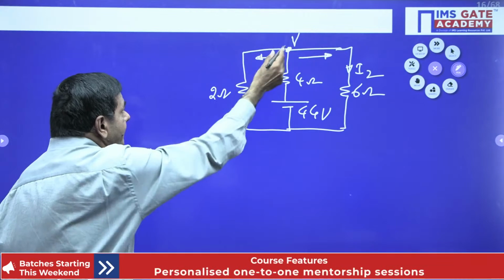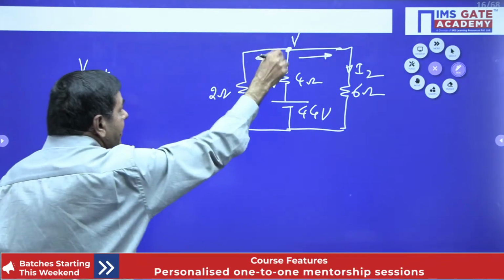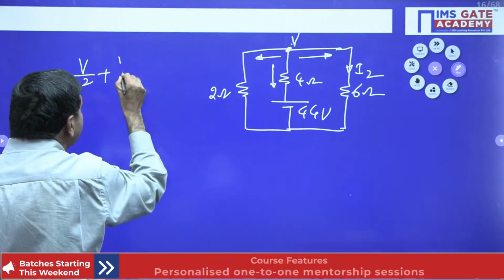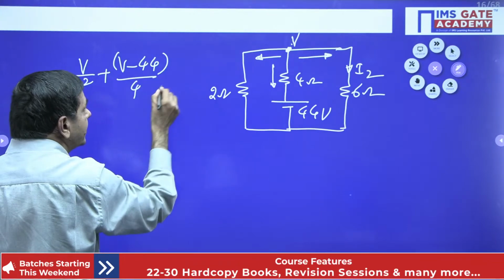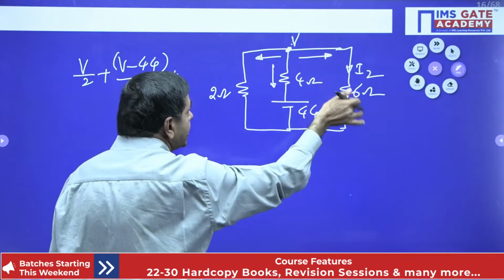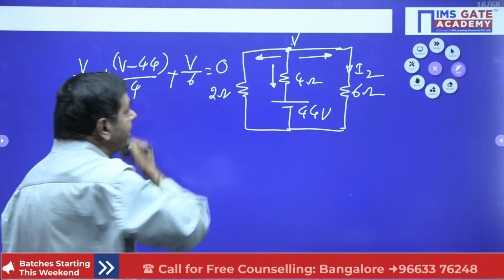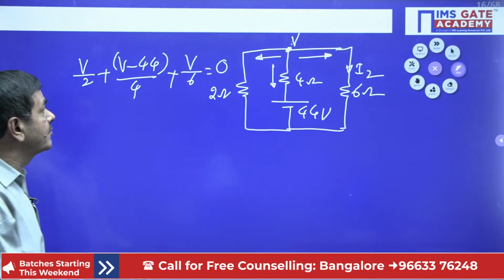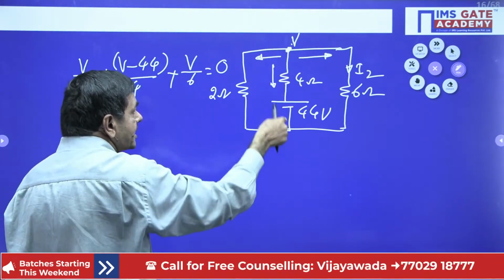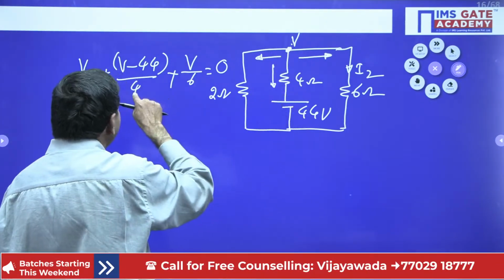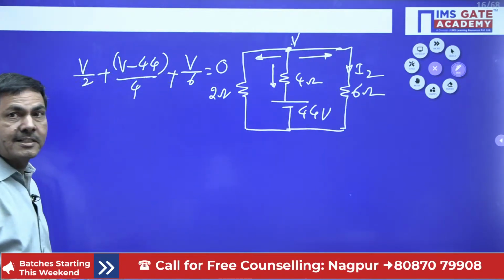What is this current? V by 2. What about this current? V minus 44, divided by 4 ohms. Plus this current is nothing but V by 6. Summation of all the currents equals 0. Once again, please watch. This current is V by 2, this current is V minus 44 by 4, and this current is V by 6. Summation of all the currents equals 0.